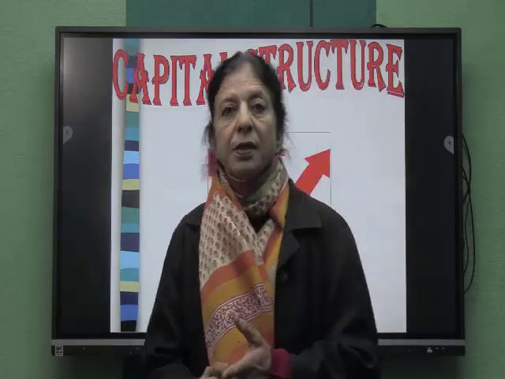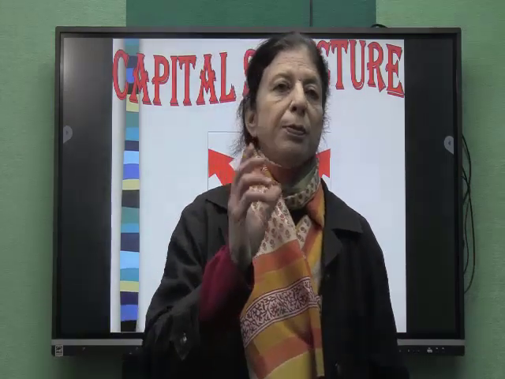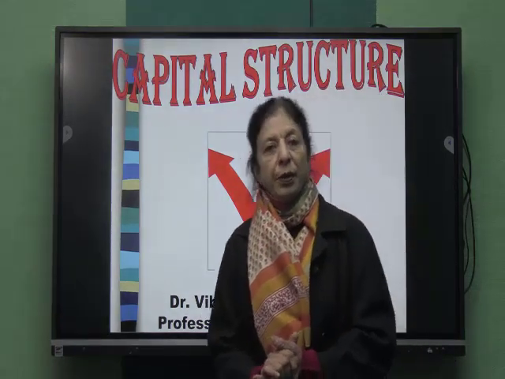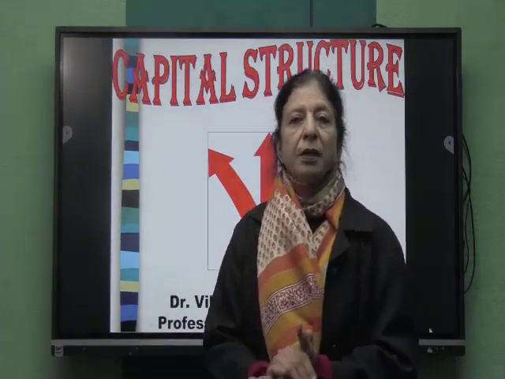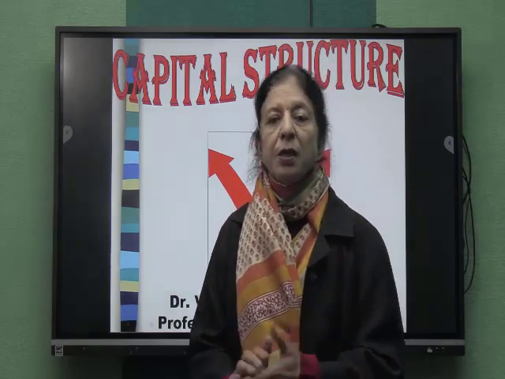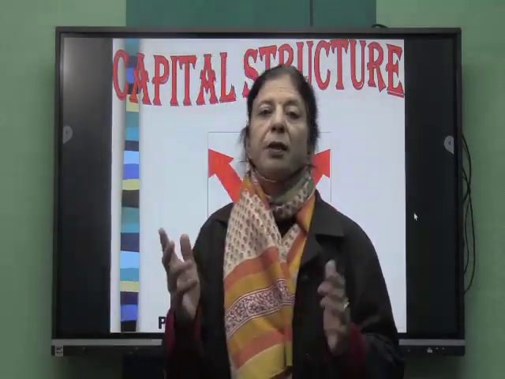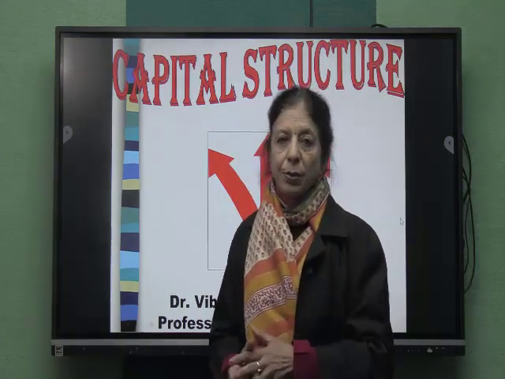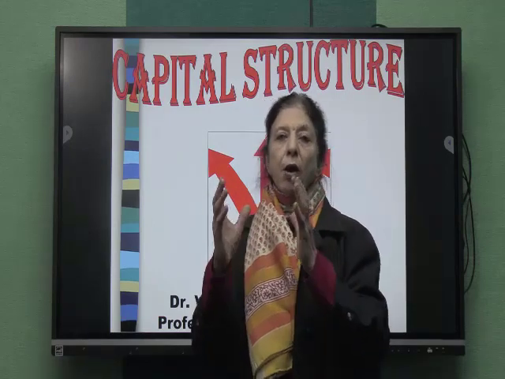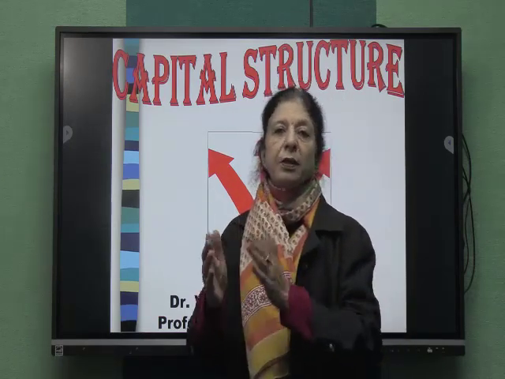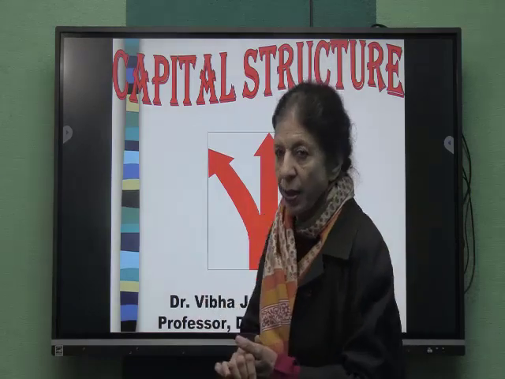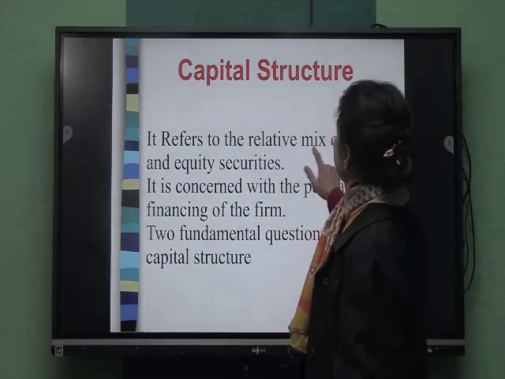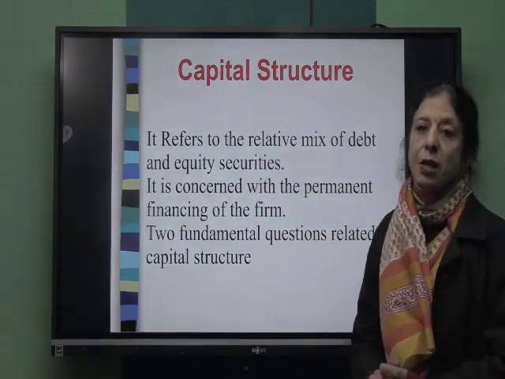Now, when you have to raise the funds, how you have to raise the fund, how much will be the fixed income bearing security and how much will be the variable cost security. It can be the debt, it can be equity, it can be the retained earning, or it can be the preference shareholders, or you can raise the loans from the market also or from the bank also. Now, how much the debt and how much the equity, the ratio between the debt and equity is called as a capital structure. Now, when we have to go for the capital structure, just see, it refers to the relative mix of the debt and equity.